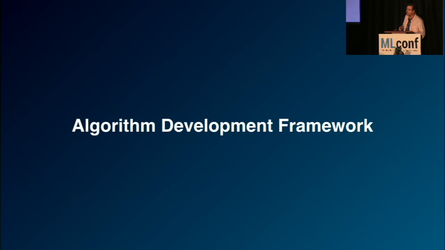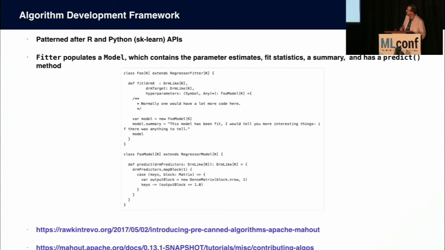The framework for adding stuff is based on scikit-learn and R. For instance, here you have a fitter that hands off parameters to a model, and then the model has a predict function. So it's a common API that you would expect to have, and hopefully takes away a lot of the boutique, handwritten stuff that we all do, but we know we shouldn't, right? Some more documentation at the bottom there too.